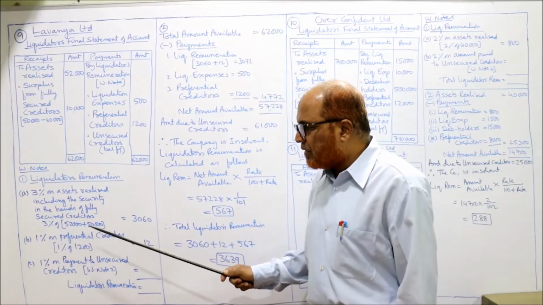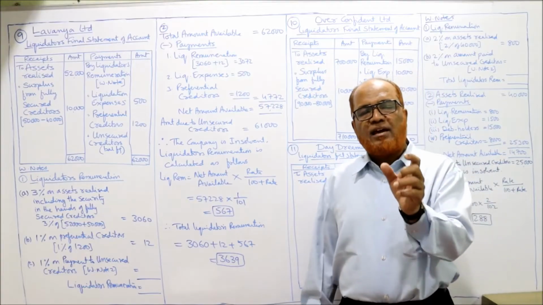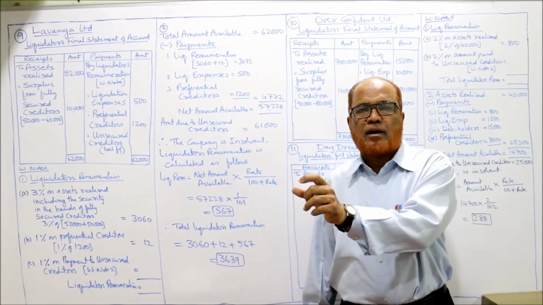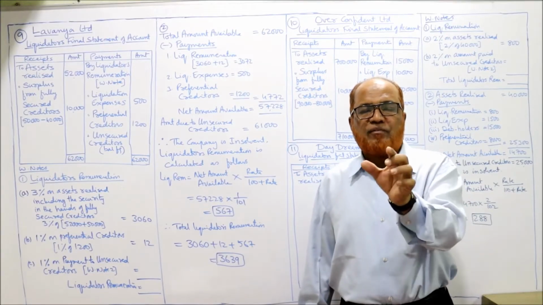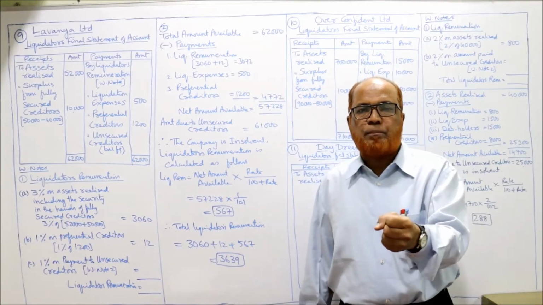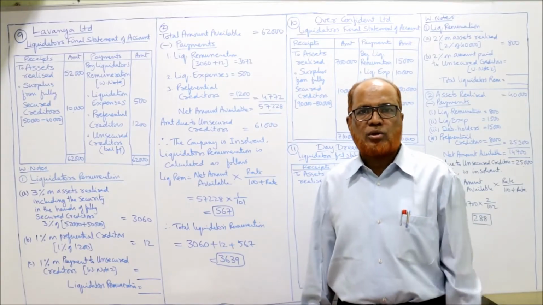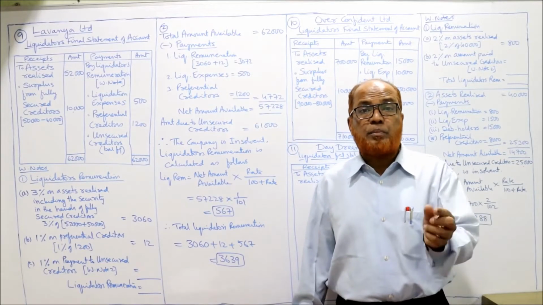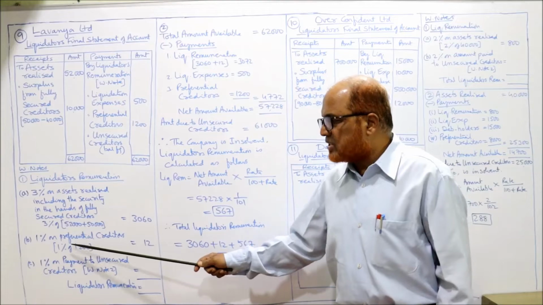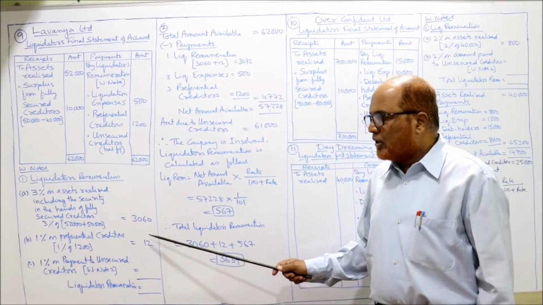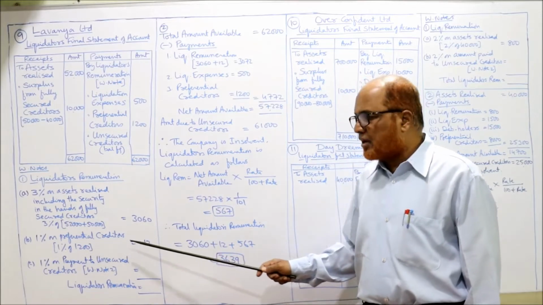Now 1% on preferential creditors. This point I already discussed in the short problems. When it says 1% on amount paid to unsecured creditors, preferential creditors will also be treated as unsecured. The only thing is that preferential creditors have a right to get payment before any payment is made to unsecured creditors. But preferential creditors are also unsecured. So we should calculate 1% on preferential creditors also. The amount is 1200, so 1% of 1200 comes to 12. So 3060 is 3% on assets realized, and 12 rupees is 1% on preferential creditors.